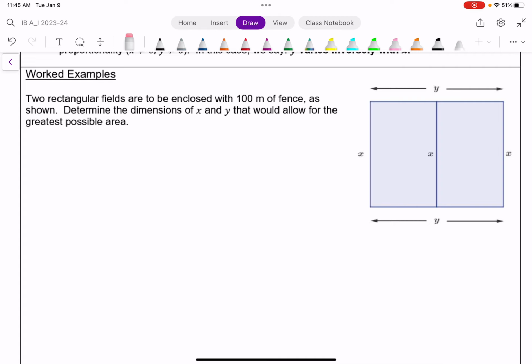So first, let's think about the perimeter. If the perimeter is 100, that means I know that x plus x plus x plus y plus y must be 100. Or I know that 3x plus 2y must equal 100. However, we also want to find the total area and maximize it. But the area of this rectangle is quite simple. The area is just x times y. And x and y are variable, but this is what we're trying to maximize.